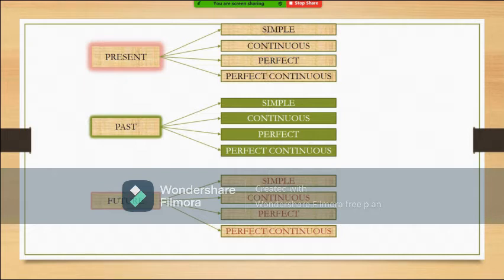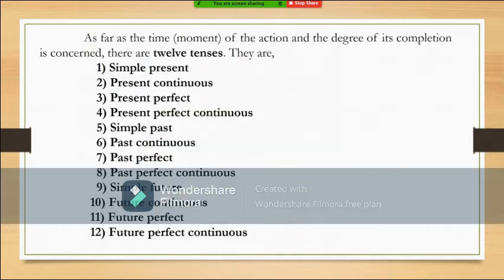For example, for present, the first one is simple present. The second one is present continuous. Third one is present perfect. And the fourth one is present perfect continuous. In past also we have four subdivisions. In future also we have four subdivisions. Totally we have 12 tenses.